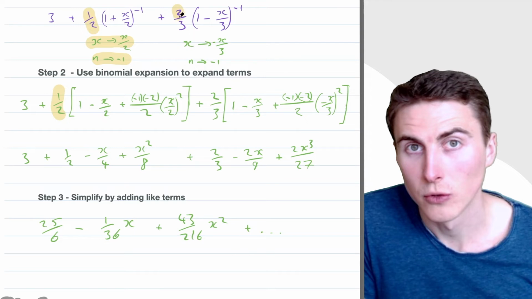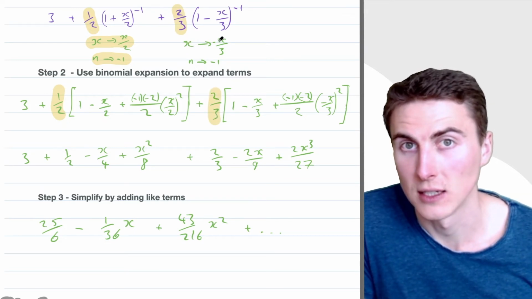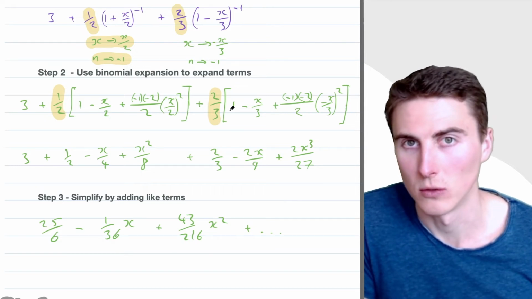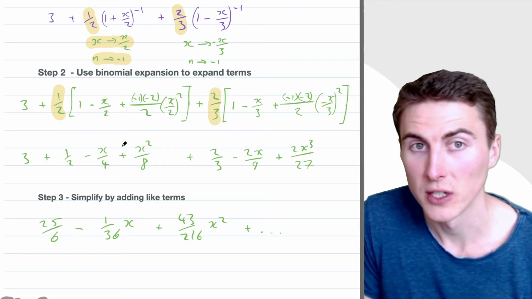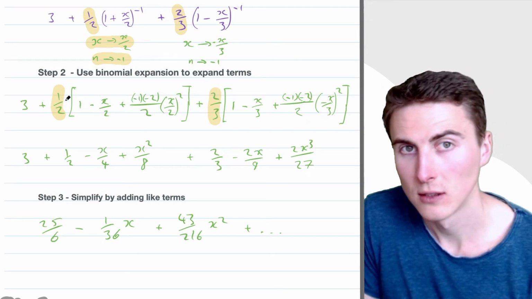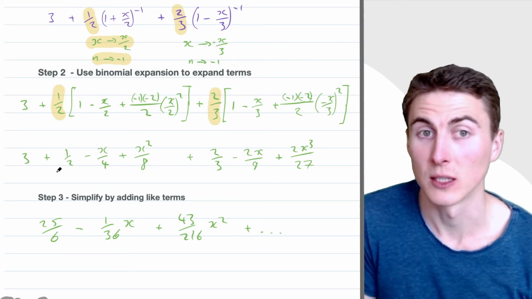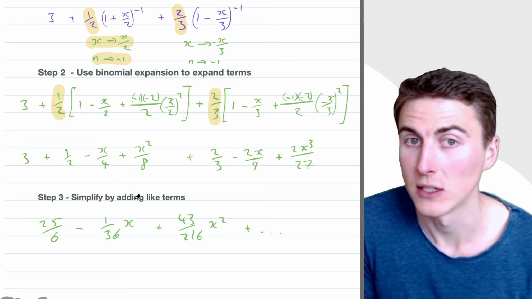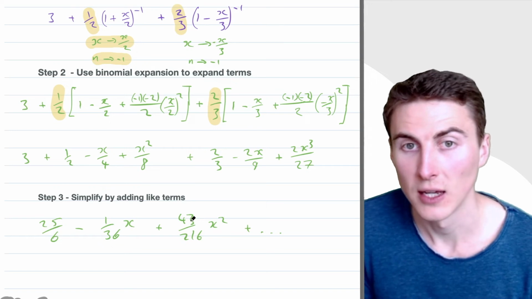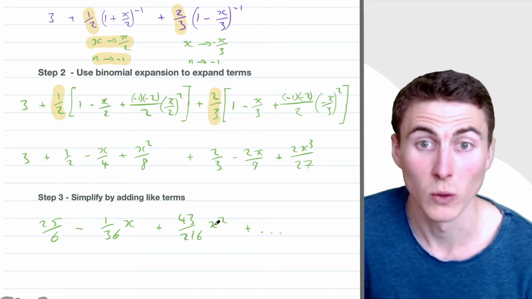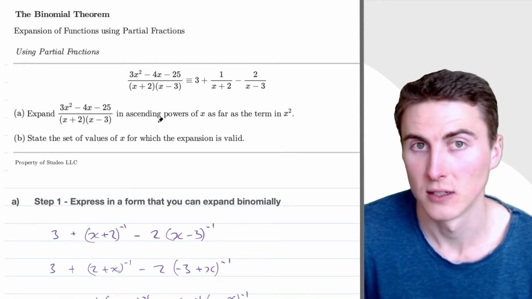We do the same thing here. This 2/3 comes to the outside, and then we expand this with the knowledge that x is minus x over 3, and our n is minus 1. So expand all that. Once you've done that, you then simplify it down. All I've done in this row is expand, simplify these, and multiply them all by their half. And then same thing here. And finally, once you've expanded everything, you simplify it all by combining your like terms. So you get 25 over 6 plus 1 over 36x and 43 over 216 x squared. That's it. So there we've done part A. We have expanded this in ascending powers of x.